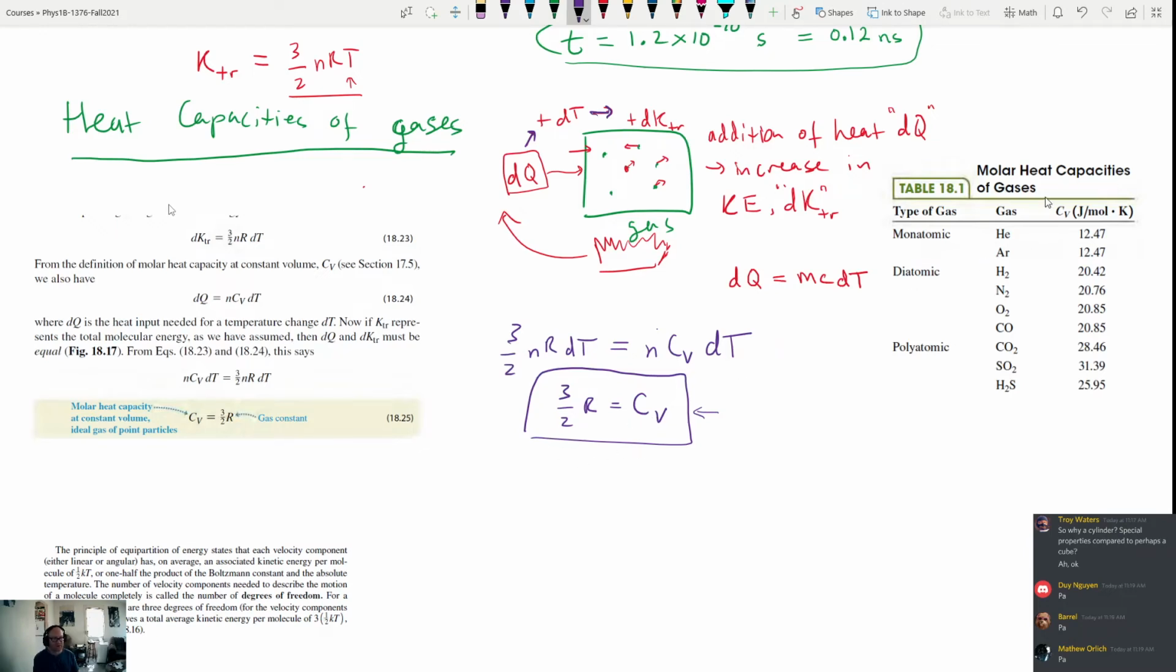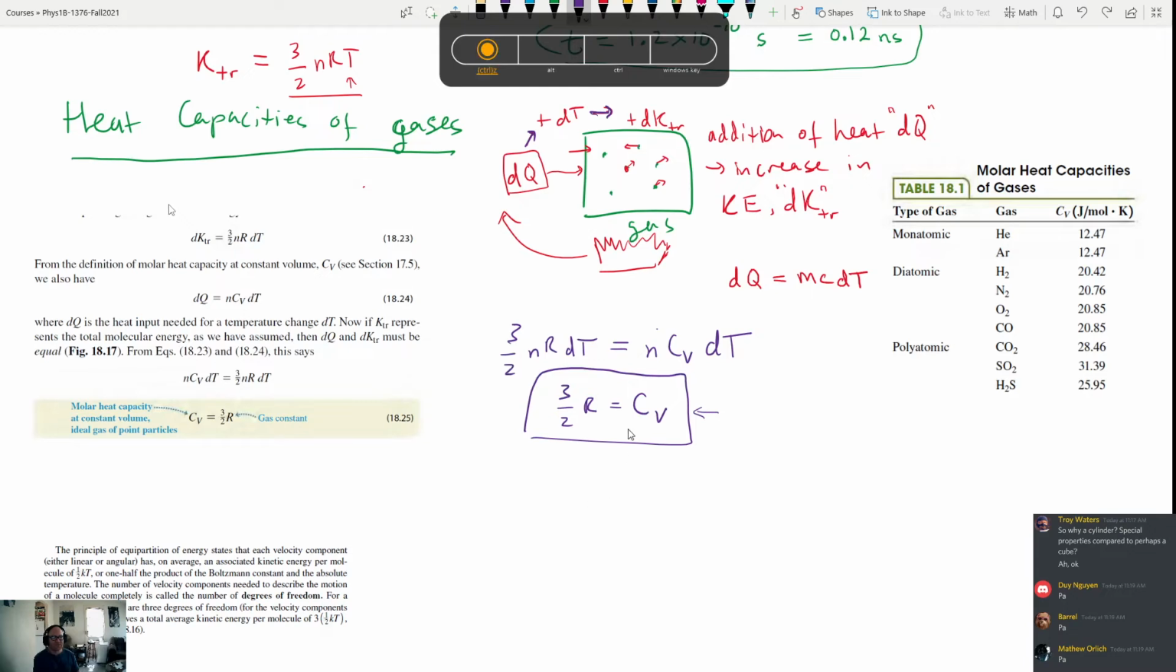I know it says molar heat capacity. It's the same thing as specific heat. It's directly related to specific heat. So it's pretty crazy that it's that simple, actually. 3 halves R is what CV is.